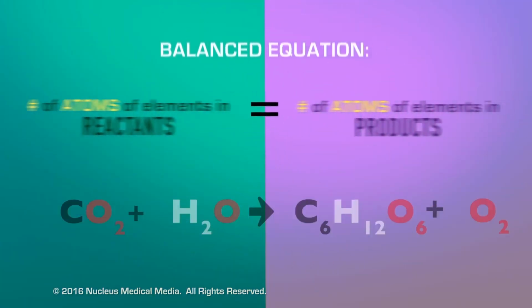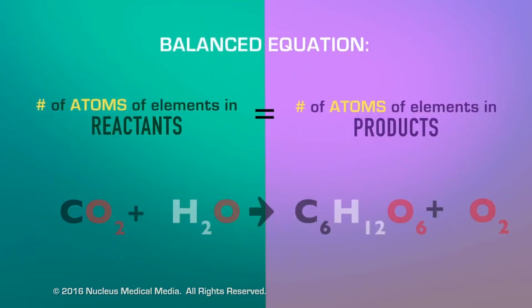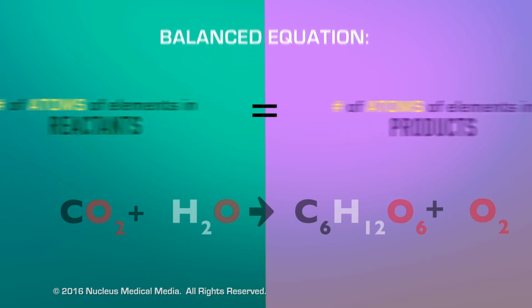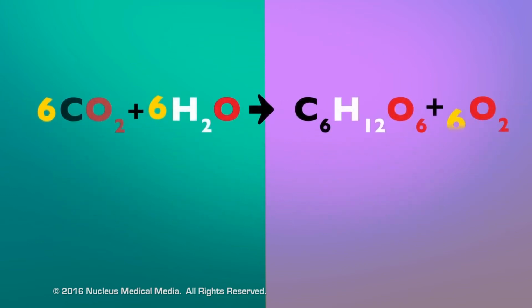So, to balance the equation, we have to make sure that the number of atoms of each element in the reactants is equal to those in the products. This is because a chemical reaction must abide by the law of conservation of matter. No atoms are created or destroyed. Here's the balanced version of this equation.